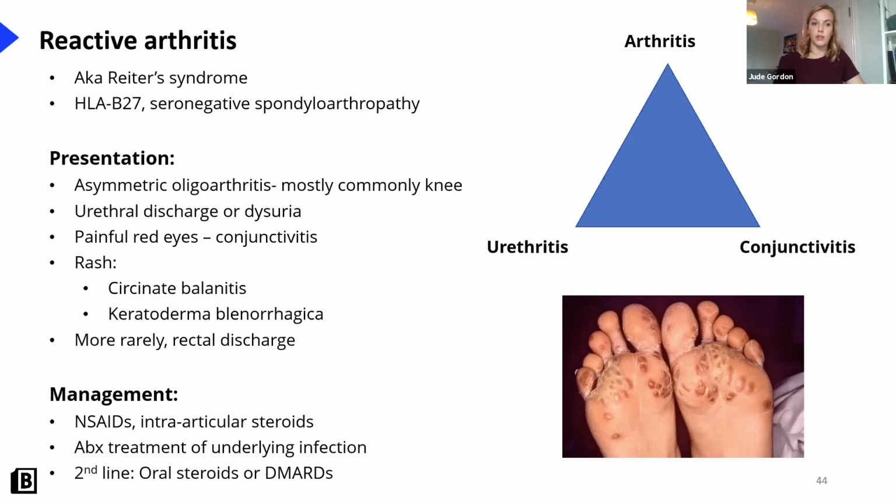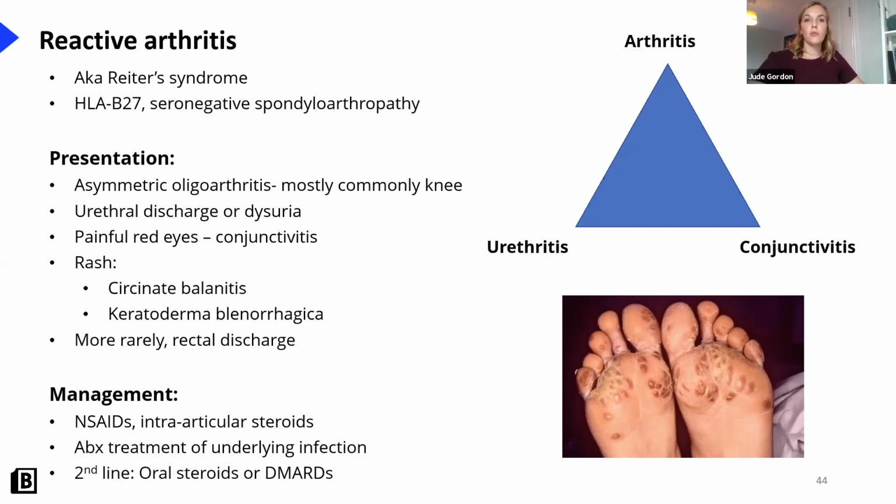urethritis and conjunctivitis. There are a few different things to remember in terms of rashes that are linked with this. So you can get circinate balanitis, which is painless vesicles on the penis, and you can get a similar version in women on the labia as well. And then there's this unusual rash at the bottom of the screen here, keratoderma, which is these red-brown papules on the soles of the feet, which are quite unusual. So someone who has those, you should definitely be thinking, could this be part of a Reiter syndrome?